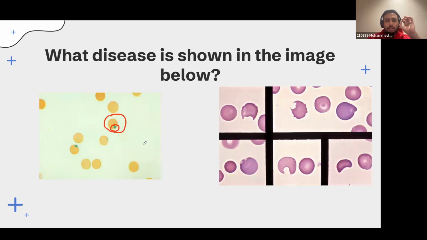This RBC with the Heinz body is going to go all the way to the spleen, and the spleen is going to look at it. This ain't normal. I need to get rid of this and bite it off. That's why you have bite cells. This is what's causing hemolysis. This specific thing. Now, how do you diagnose this? What's a diagnostic tool?